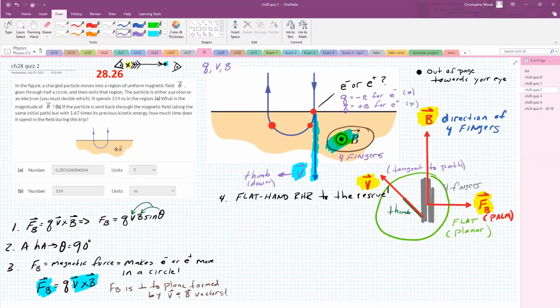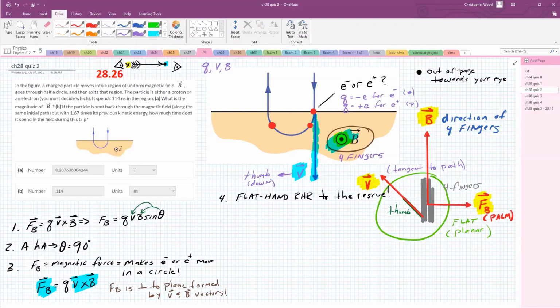All right, ready. My fingers are pointing in the direction of the magnetic field. So take your flat right hand, point your fingers towards your eyeball, because the magnetic field is coming out of the screen towards your eyeball. The velocity is pointing down, so your thumb needs to be pointing down. The direction of my palm is in the negative X direction, or this way.